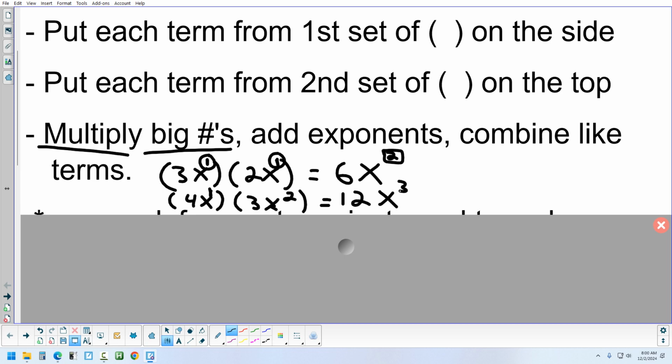Any question on that idea? It's kind of a simpler version of what we're going to do today. We're going to have a few more terms in it, but those are the basic operations. Okay.